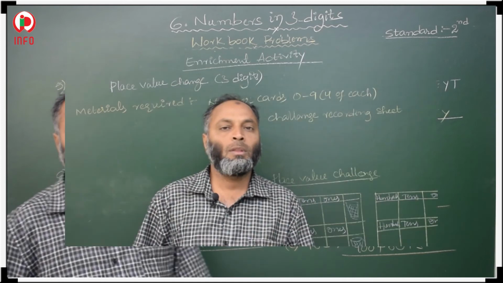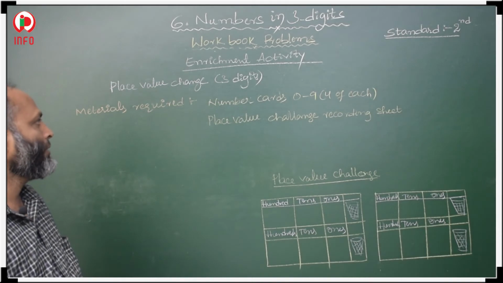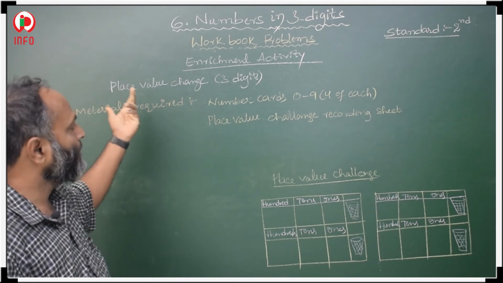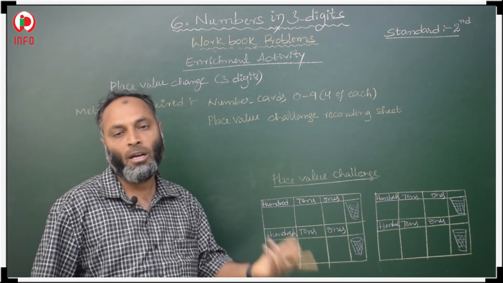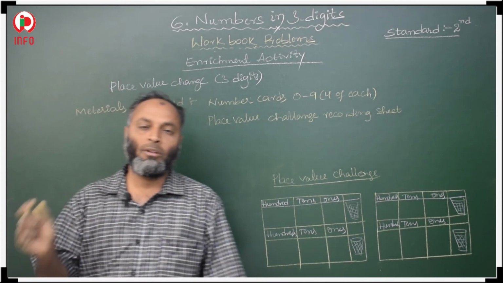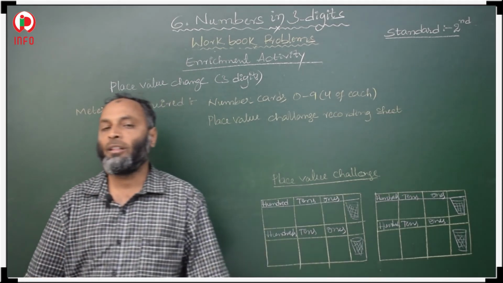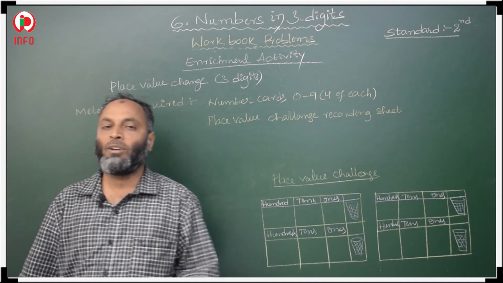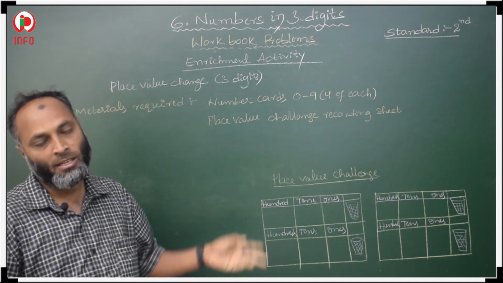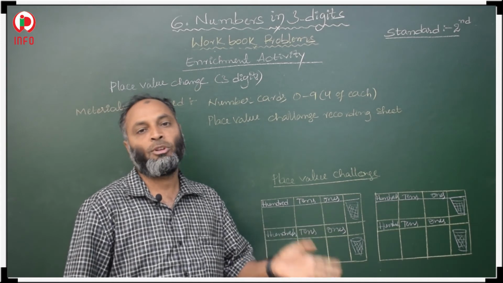Okay students, now see here, enrichment activity. What is the main aim of this activity? By doing this activity, we can learn the place value of a number. If the place value changes, what happens? If it is in the hundreds place, what is the value? If it is in the tens place, what is the value? If it is in the ones place, what is the value? Then what is the comparison between the two numbers? So by doing this activity, we are going to learn how to compare numbers and about place values.